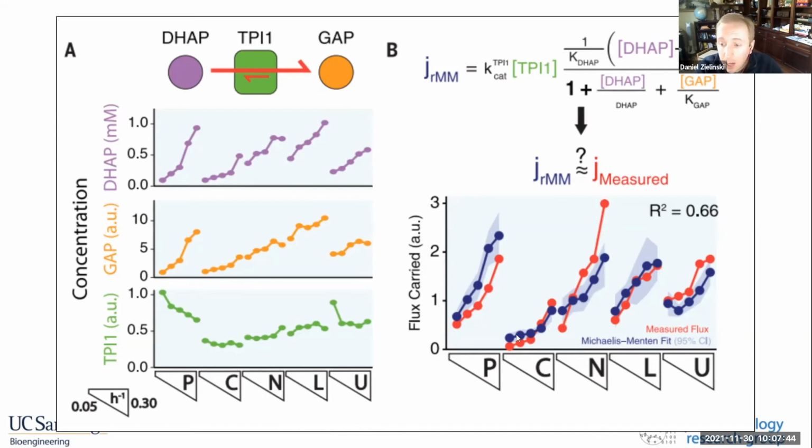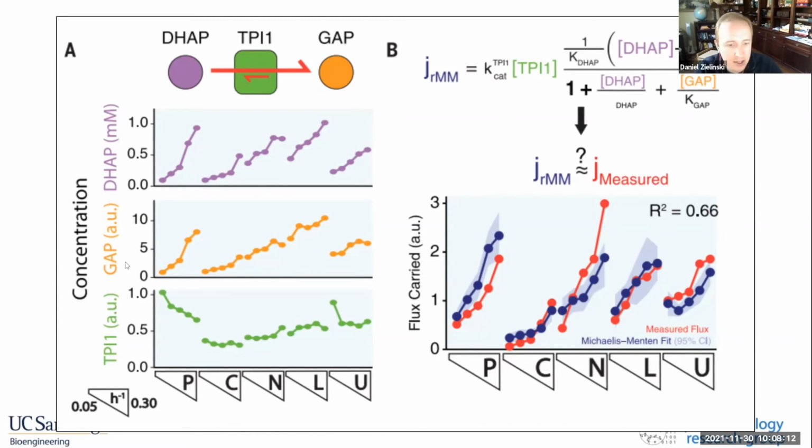So you could see a pretty good match between the expected flux and the real flux. So the Michaelis-Menten is in red and the measured flux is in blue. And it matches pretty well in all cases, meaning that for this reaction, they have a pretty good idea of how this flux is controlled. It's controlled by the substrate level.